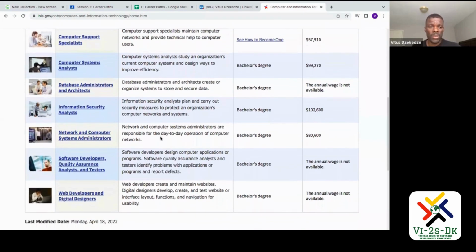Okay. So next up, we have network and computer systems administrators. So what is a network? It's just a connection of computers. Okay. So these computer system administrators are responsible for the day-to-day operations of our network and your computer systems.